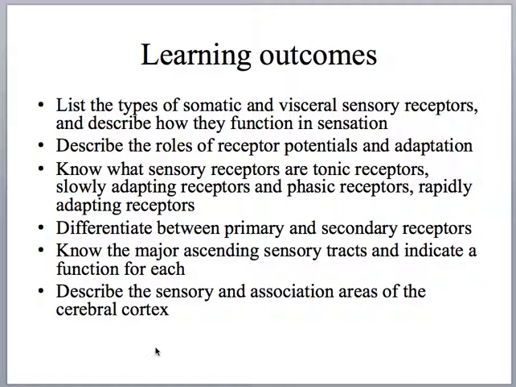Know the major ascending sensory tracts and indicate a function for each. Describe the sensory and association areas of the cerebral cortex into which sensory information is going to eventually project.